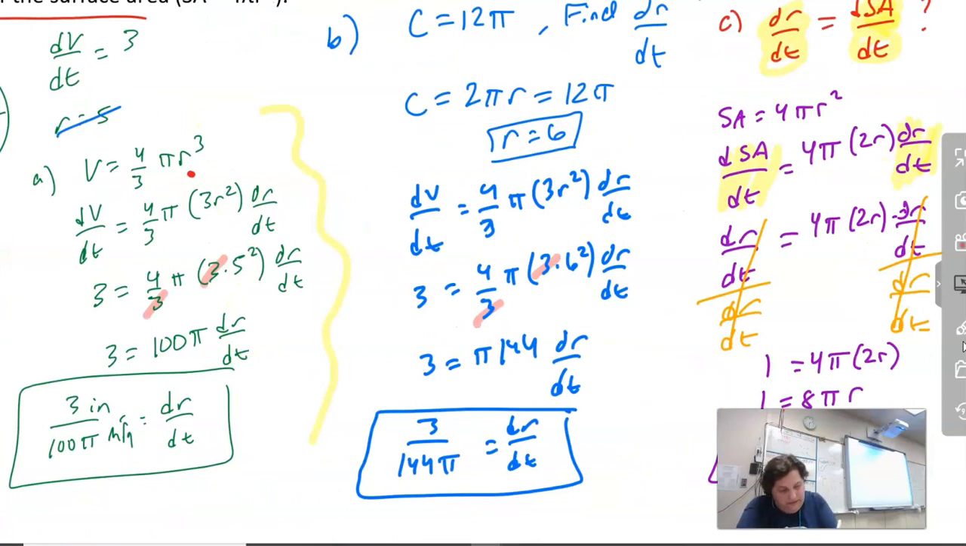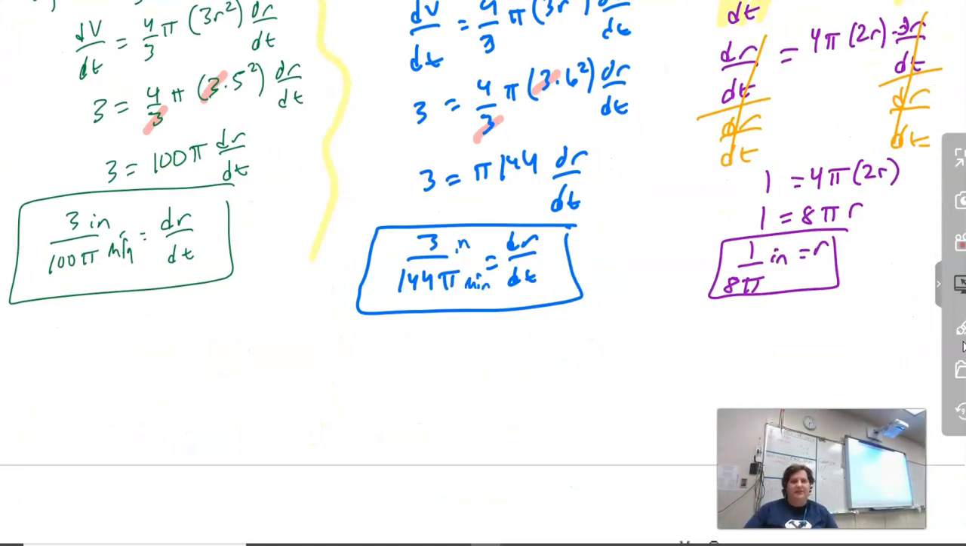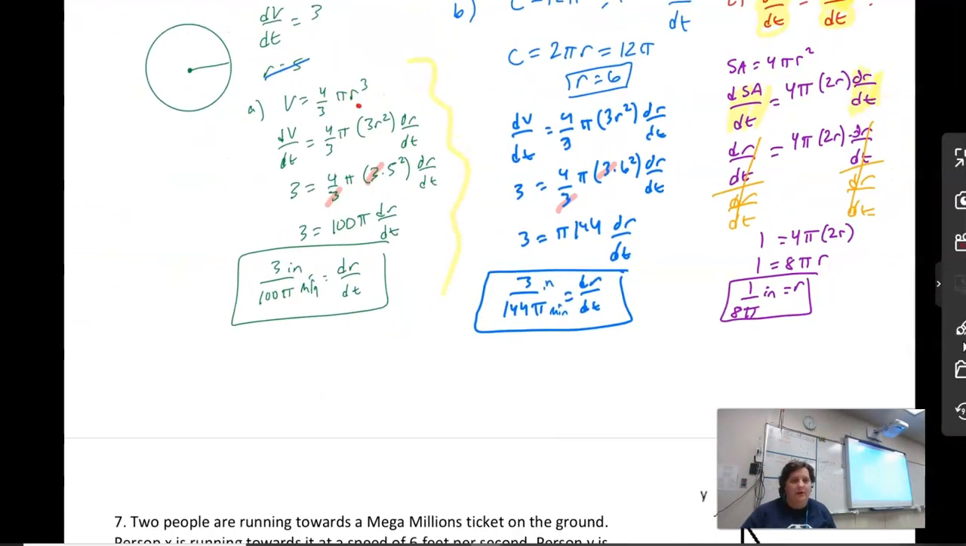Units, oh gosh, I didn't do units on this one. This one would have been inches per minute. And when the radius is 1 over 8 pi inches, the surface area and the radius are changing at the exact same speed. Kind of weird, but okay.